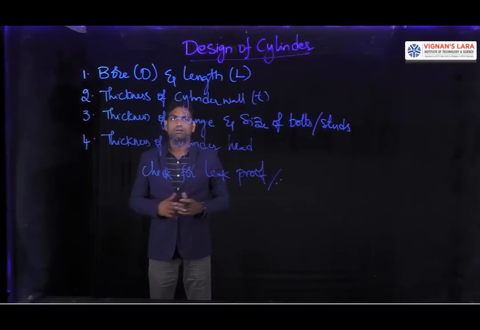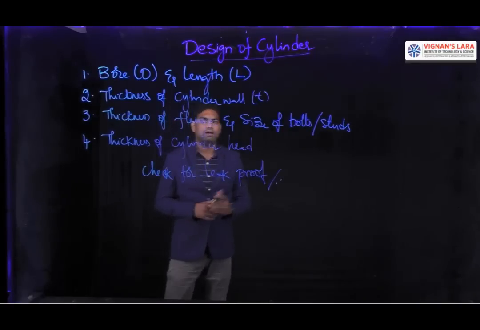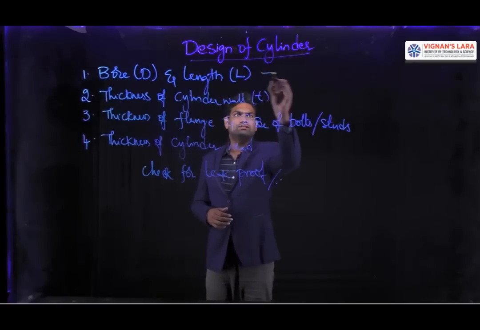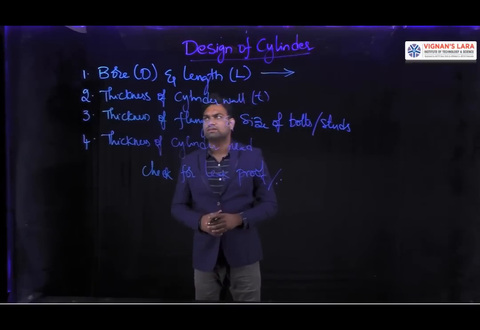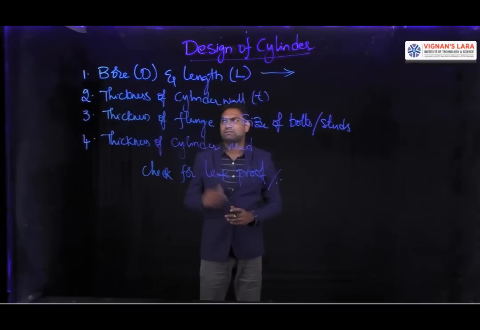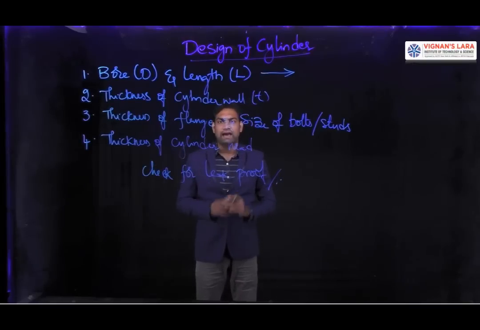So let us go through the brief review of design of cylinder. How the design process is carried out, that we discussed in earlier class. Let us see the simple review or recap of that. So first of all, you can start with the cylinder bore and length. Initially you can start with the cylinder bore, that is the diameter of the cylinder that we are going to calculate.